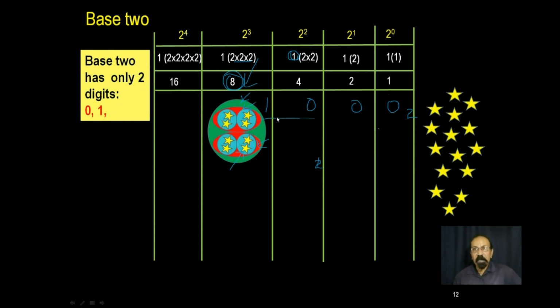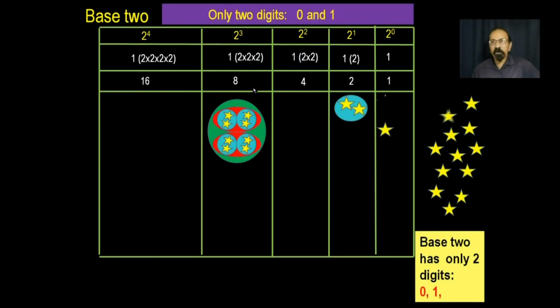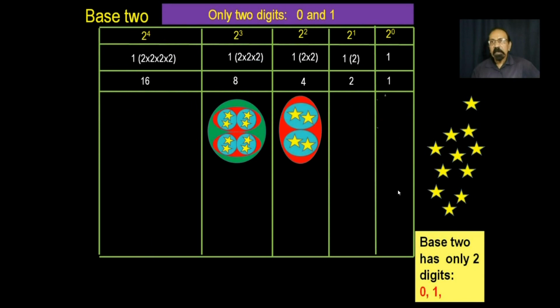If this were base 10, that would be 1,000. In this position, you would have 1,000. But in base 2, in this position, you only have 8. Count some more stars, some more, and some more. We know how this works by now.